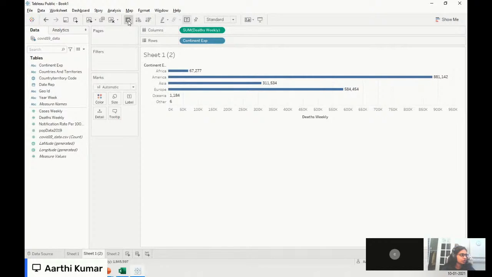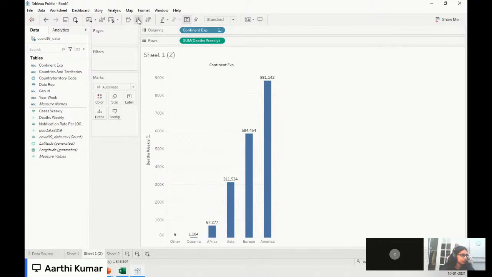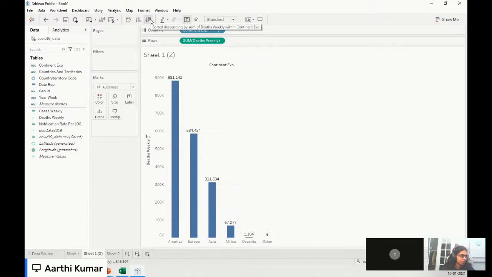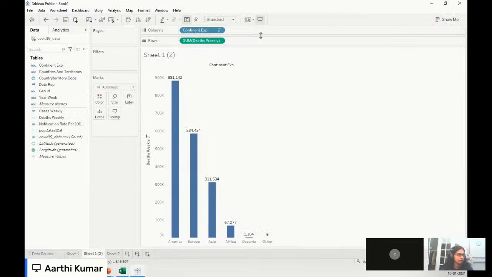This is for swapping from vertical to horizontal. And this is for sorting. So you can sort in ascending or descending order. And this is for highlighting in case you want to highlight. And yeah, this is just presentation mode if you don't want to look at any of that. So this is a basic view of Tableau. And what we have here is a simple bar graph.